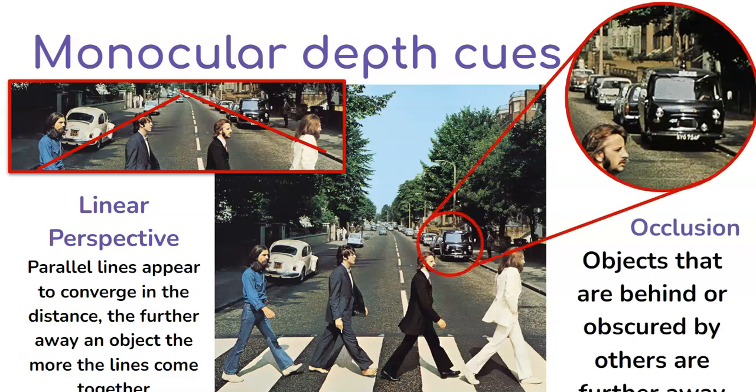Now we've also got something called occlusion. Now this is where objects that are behind or obscured by something are further away. So if something's being obscured or hidden, then we know it's further away. So the cars behind that taxi there, they're all being obscured by the taxi, so we know they are further away than the taxi.